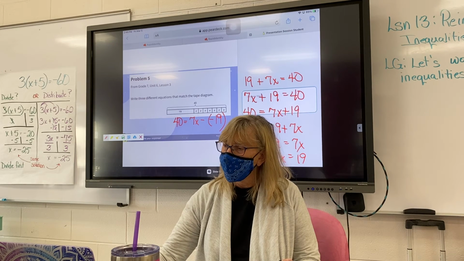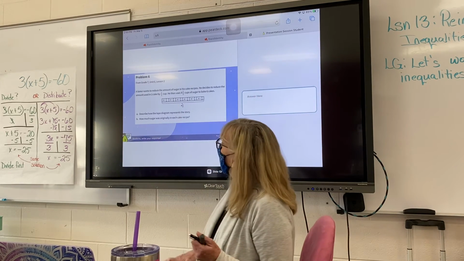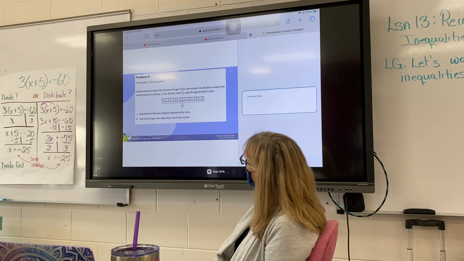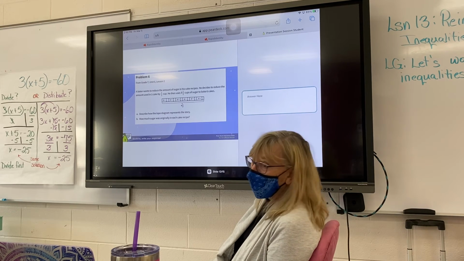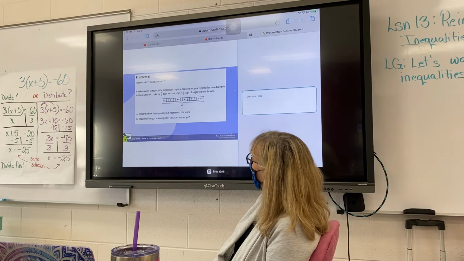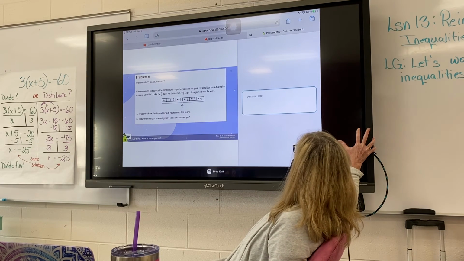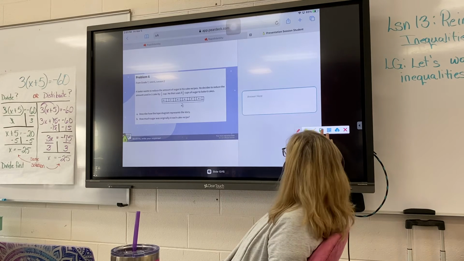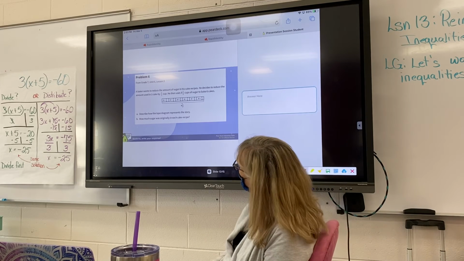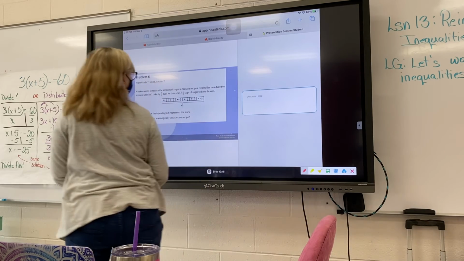Goodness. That was interesting. All right, problem 6. A baker wants to reduce the amount of sugar in his cake recipe. He decides to reduce the amount used in one cake by half a cup. He then uses 4.5 cups of sugar to bake 6 cakes. Describe how the tape diagram represents the story.